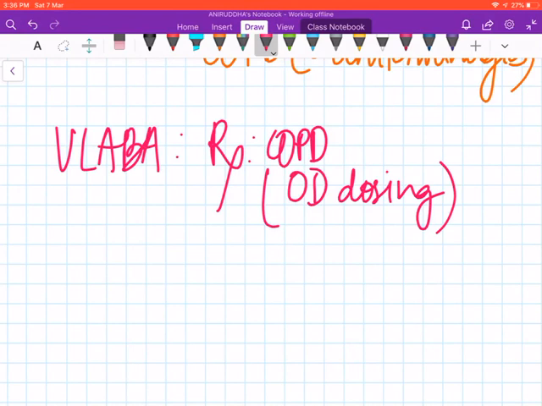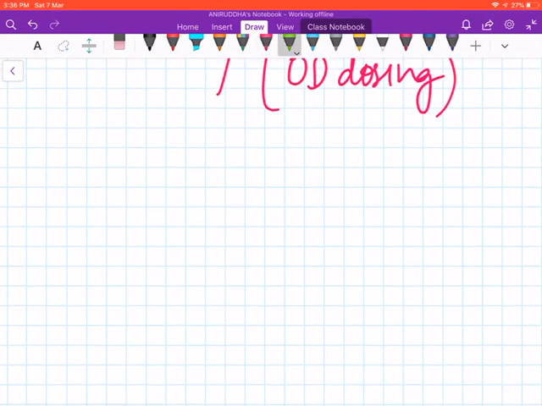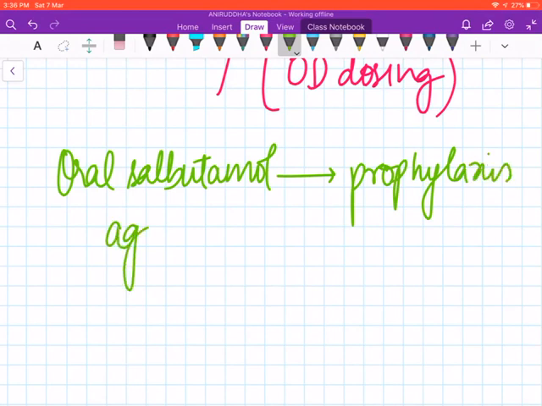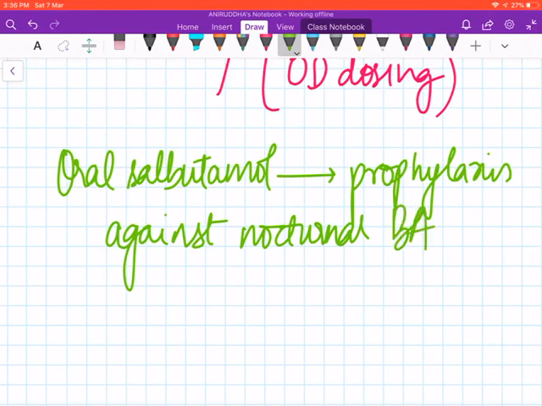Now I discussed the inhalational route. Now salbutamol can also be given by oral route, and oral salbutamol is given as prophylaxis against nocturnal bronchial asthma. Okay.